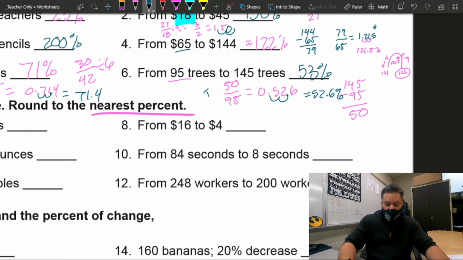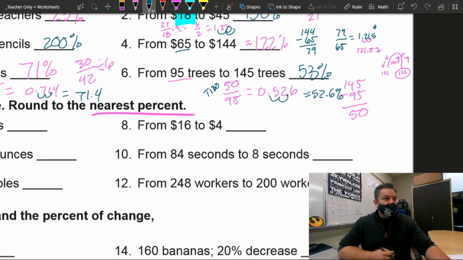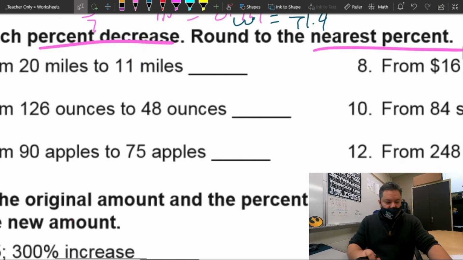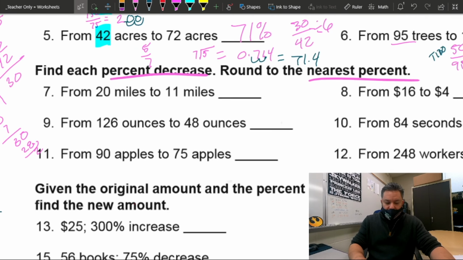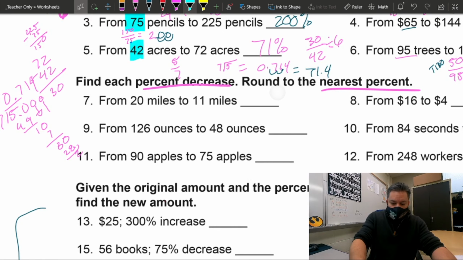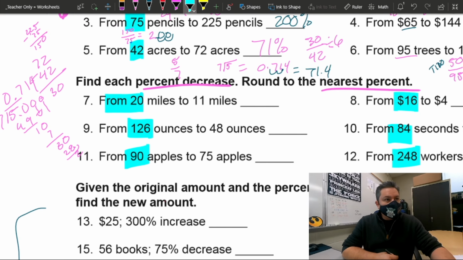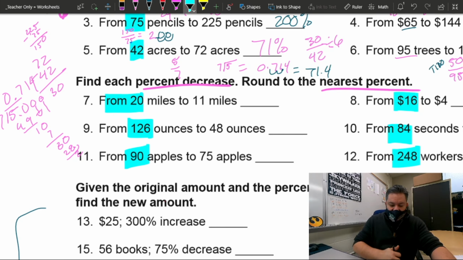Okay, this right here is TiVo. I'm skipping that step because I need to finish this video. I don't want to make it too long. Any questions so far? All right, let's do 6 more. Now it's decrease, but again, the process is the same. Find the original. Let's find the original for all of them. There you go.